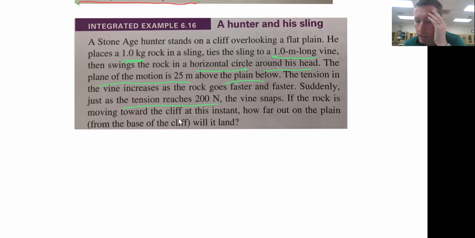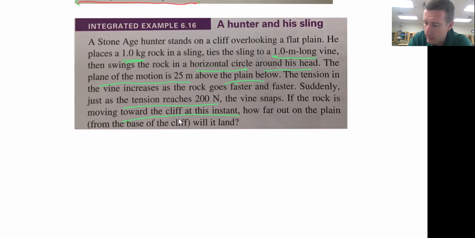If the rock is moving towards the cliff at this instant, how far out on the plane from the base of the cliff will it land? Okay, so I'm going to separate this into a couple pieces. First, I'm going to figure out what's going on with this swing around, and I'm going to use that to figure out the velocity of the rock coming out, because I need the velocity coming out.